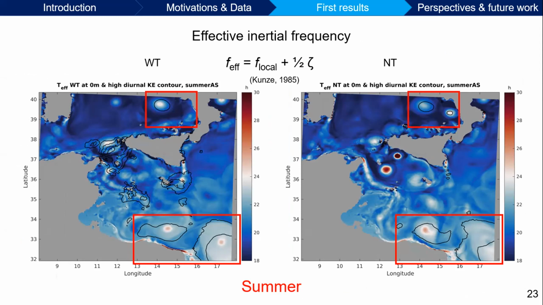So in anticyclonic structures, you can generate internal waves at subinertial frequency, for example, at the diurnal frequency. So here you have the effective inertial period centered on 24 hours, and you can see that 24 hours matches well with the high level of diurnal kinetic energy. So you have another example here of internal wave eddy interaction in the model.